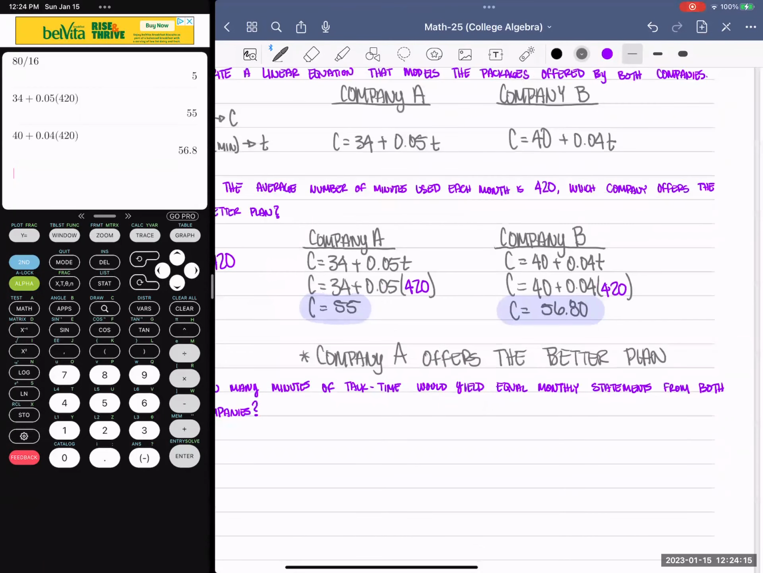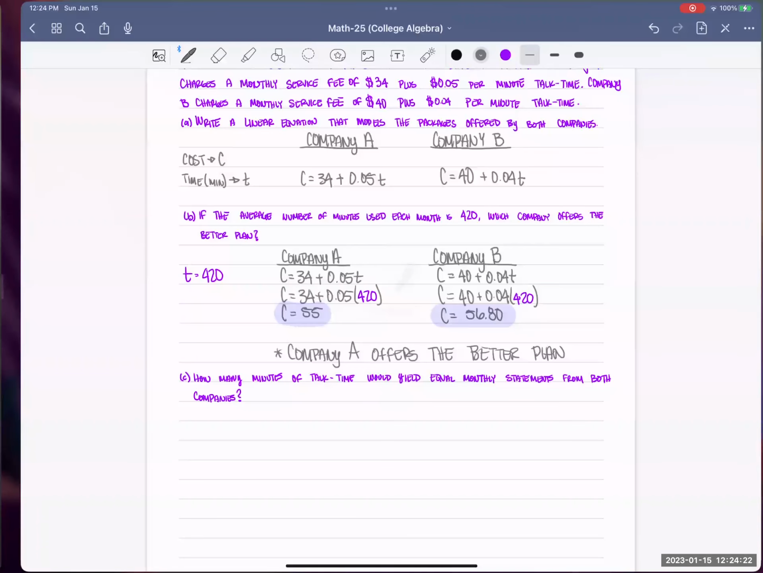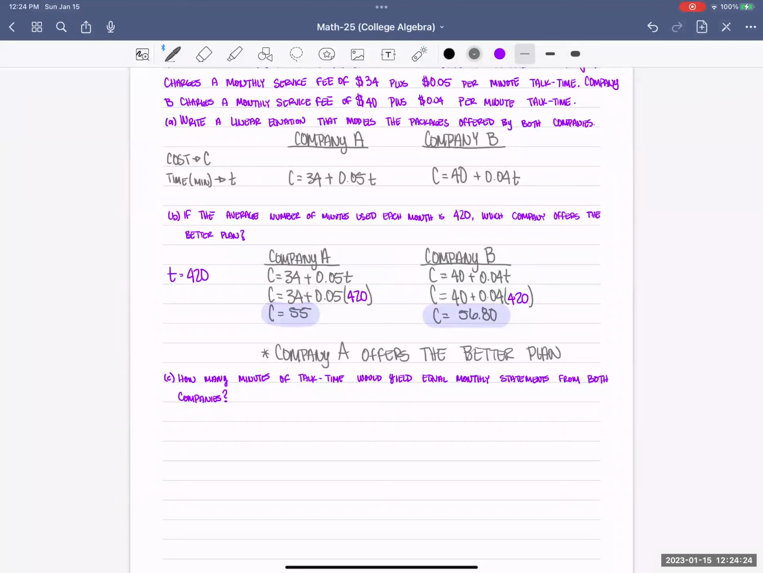Okay, and last question, how many minutes of talk time would yield equal monthly payments from both companies? So what we want is the cost to be exactly the same. So we want this cost here to be the same as this cost here. In order to get that, the only thing I could think of is setting these two equal to each other, because we want to see when they are exactly the same. And hopefully we could solve from there.